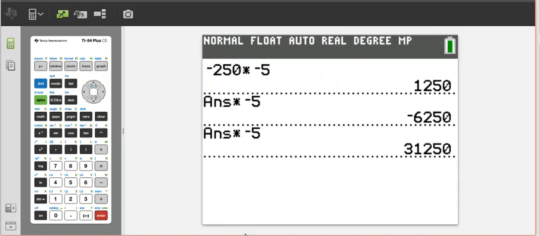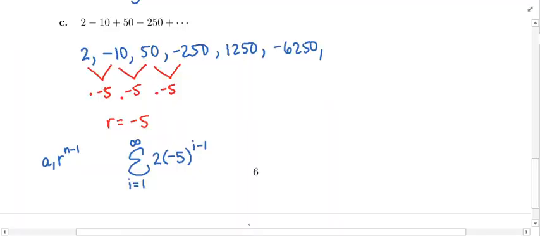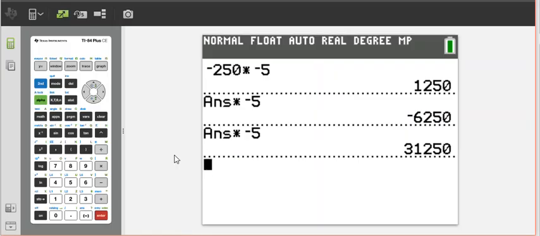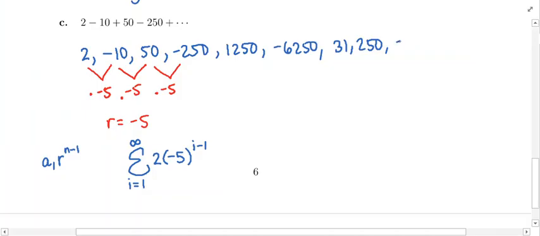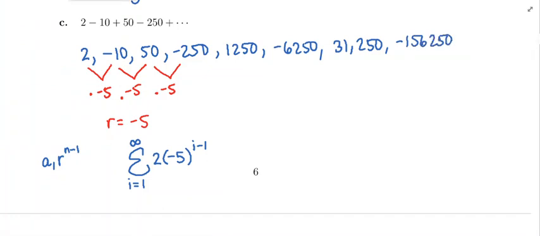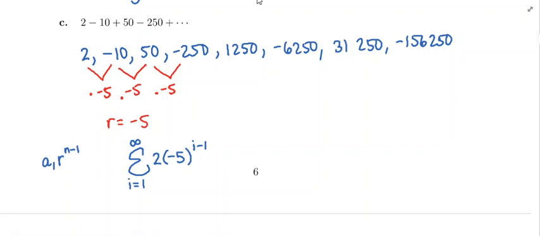I'm just generating additional terms in the sequence. So 31,250. I'll do one more. Let's multiply this by -5. So -156,250. The numbers are getting bigger and bigger. Let me get rid of the commas here. Like that. So you can see what's going on here.